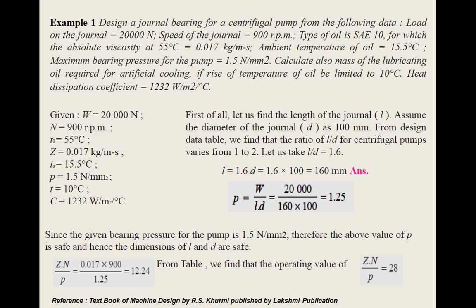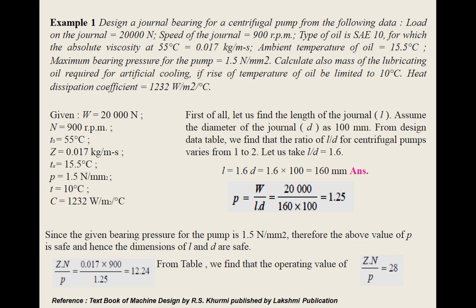The bearing pressure given in the question is 1.5 Newton per mm square, and the bearing pressure we calculated is 1.25 Newton per mm square. The calculated value is lower than the given value of 1.5 Newton per mm square. Therefore, we can say that the design is safe, and the bearing pressure of 1.25 is a safe value, and the L and D which we have taken are used for the further calculations.